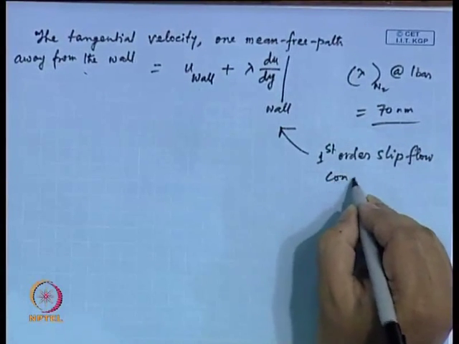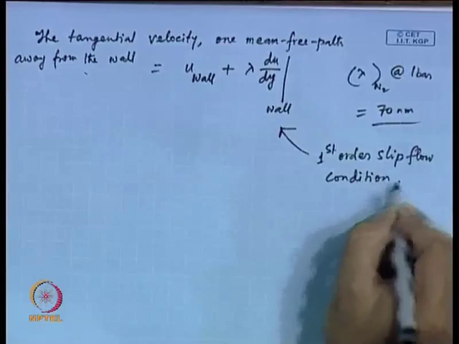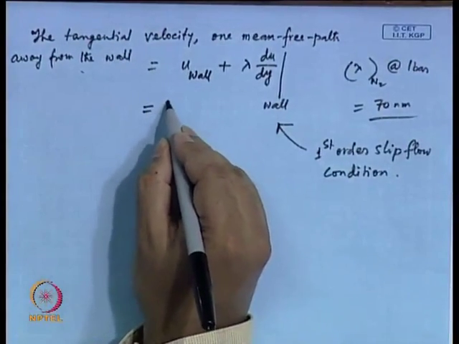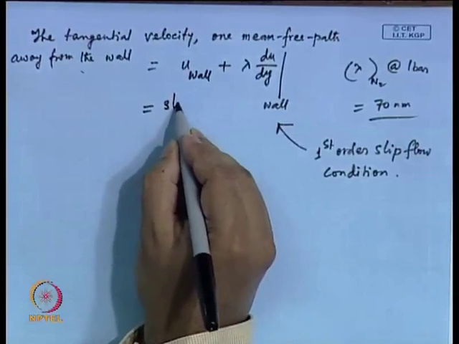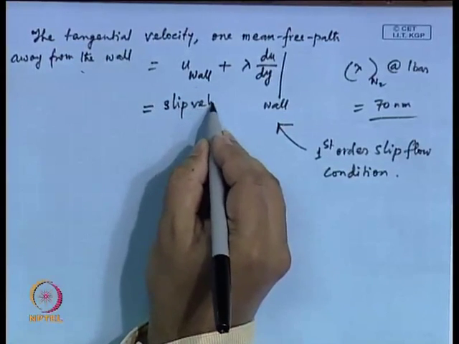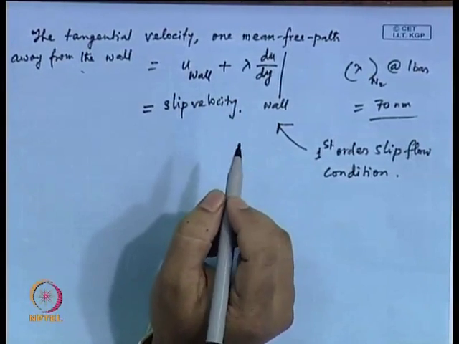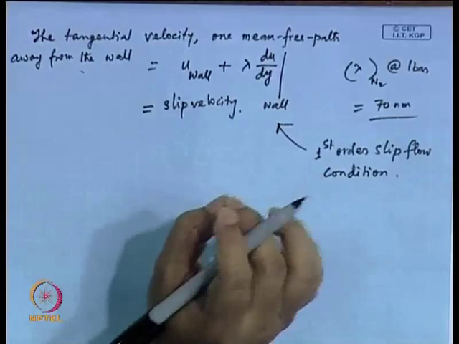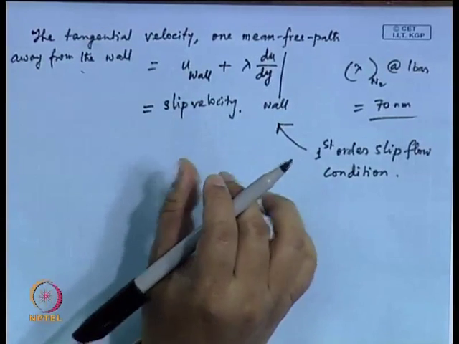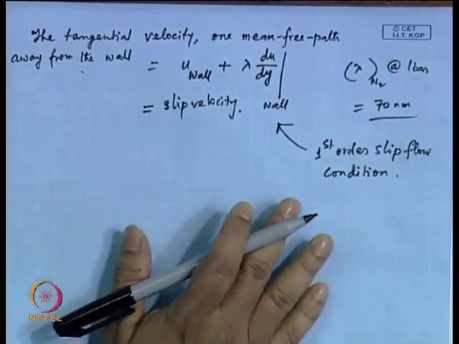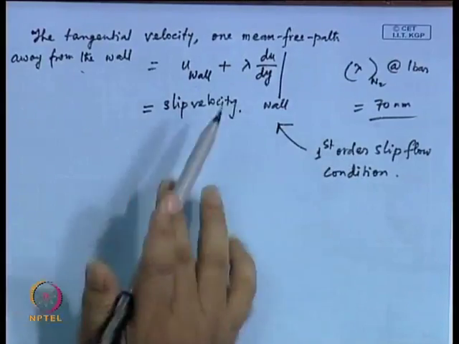First order slip flow condition, all right. And this is what we are going to call the slip velocity. It is not exactly the same. Now we will play with this equation further, but essentially it is first order, and you understood why we are calling it first order. But this is not the final form of slip velocity. Now we will play with this.